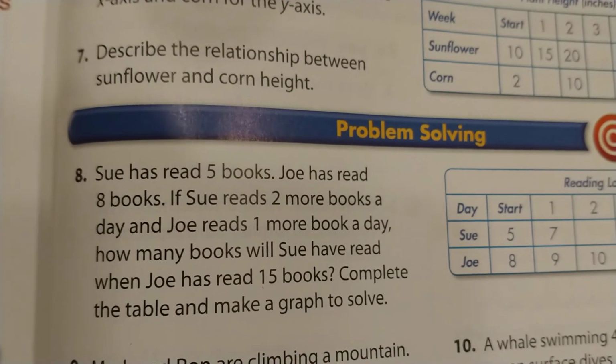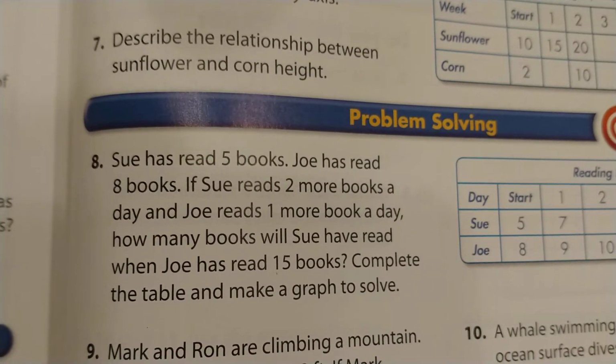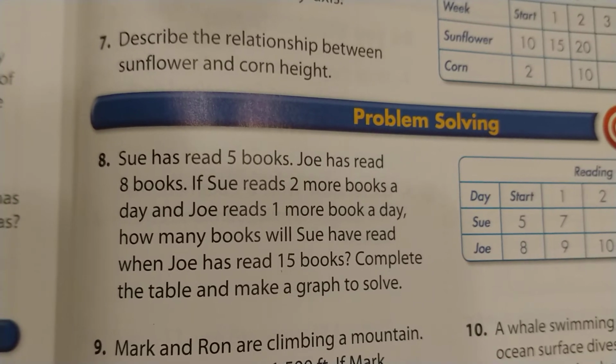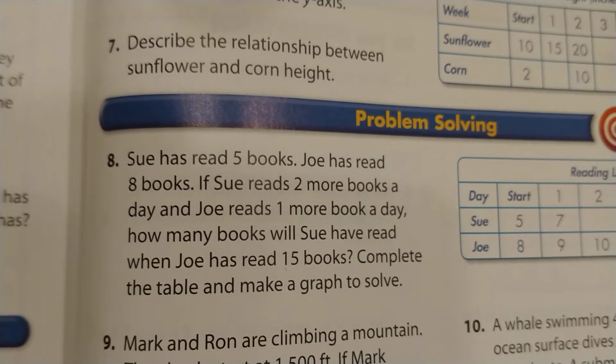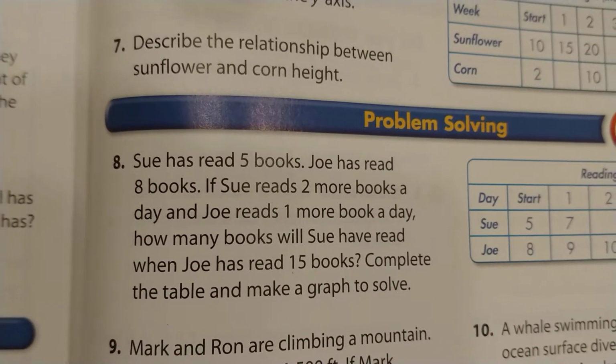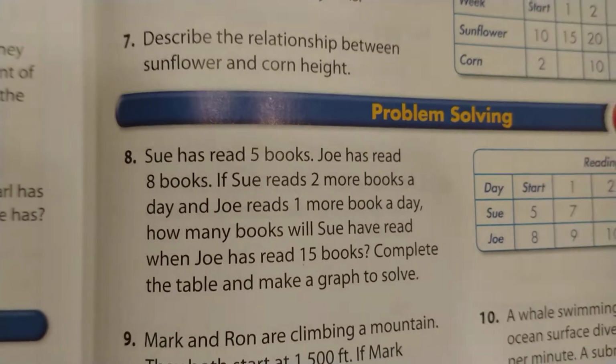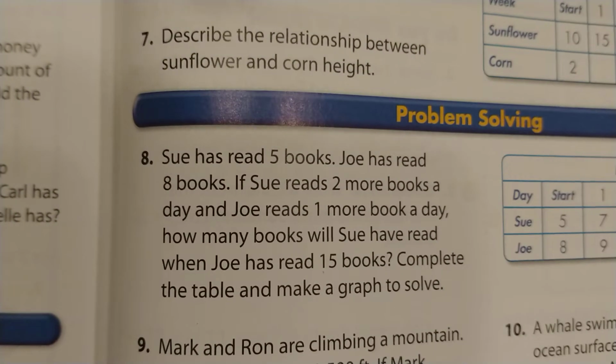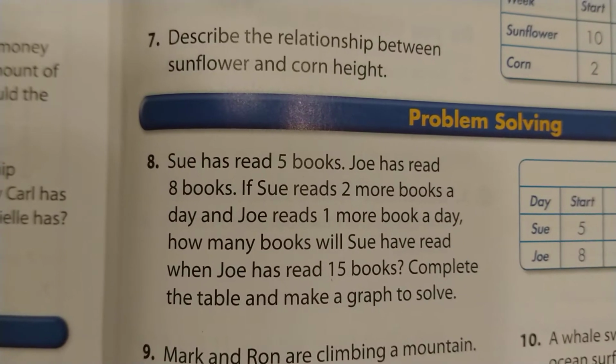Number 8. Sue has read 5 books. Joe has read 8 books. If Sue reads 2 more books a day and Joe reads 1 more book a day, how many books will Sue have read when Joe has read 15 books? Kind of makes your head hurt if you are not looking at the chart. With the chart, it gets really simple.